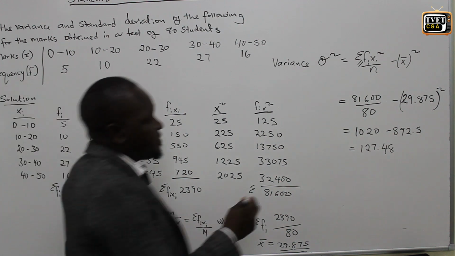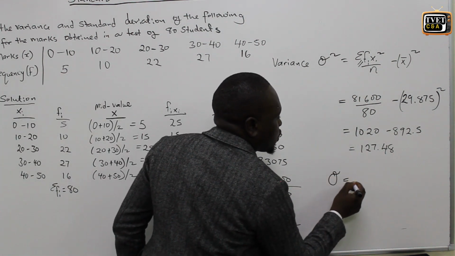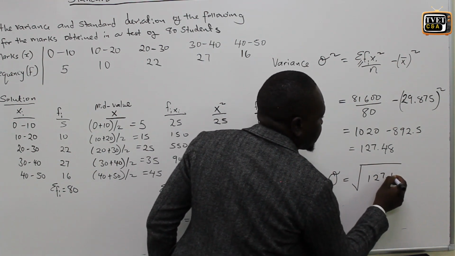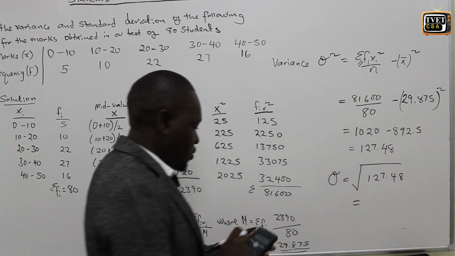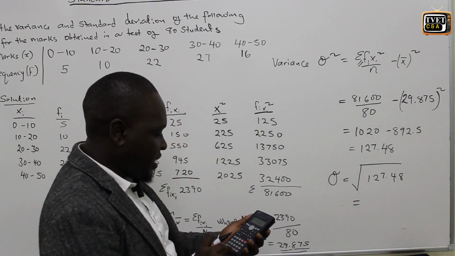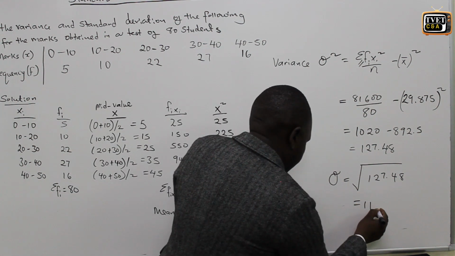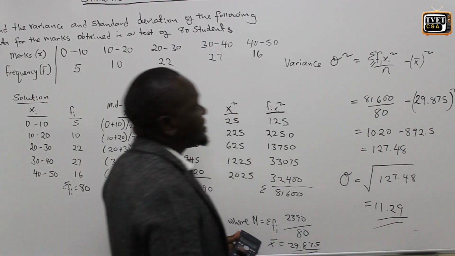Now, since we have the variance there, the variance is the square of the standard deviation. So the standard deviation, simple as by this sum, is equal to the square root of the variance, 127.48. The square root of that will be 11.29.